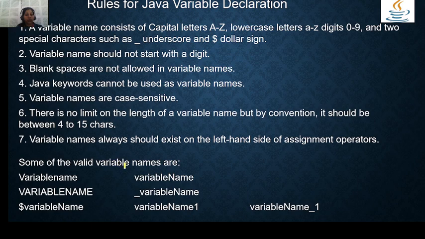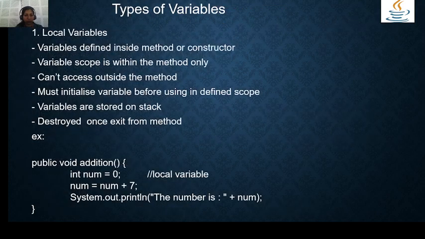Okay, so some of the valid variable names are variableName, you can give like that, VARIABLE_NAME in all caps, _variableName. As I told you, the underscore and the dollar sign are allowed in the variable name. Okay, so this one is with the dollar sign. Then variableName1, it can consist of digits 0 to 9, or variableName_1. Underscore is also allowed.